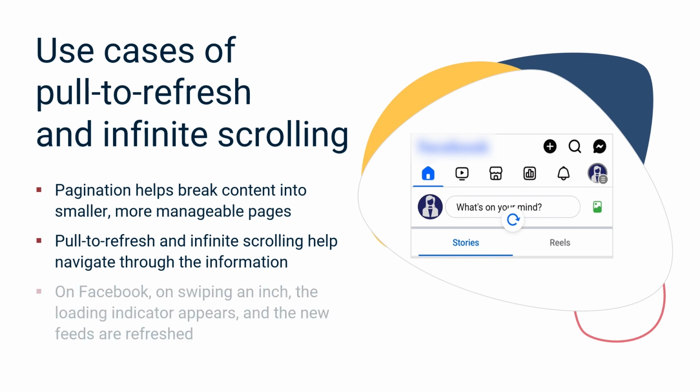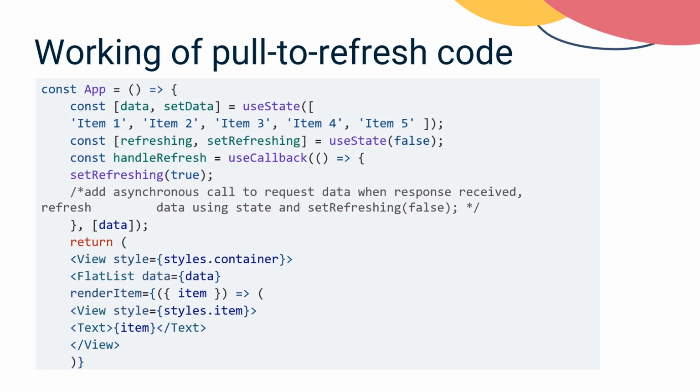For example, on Facebook, when you swipe from the top by an inch, the loading indicator appears and the new feeds are refreshed. On Facebook or any other social media, you can keep scrolling and the next batch of data in reverse chronological order is retrieved.